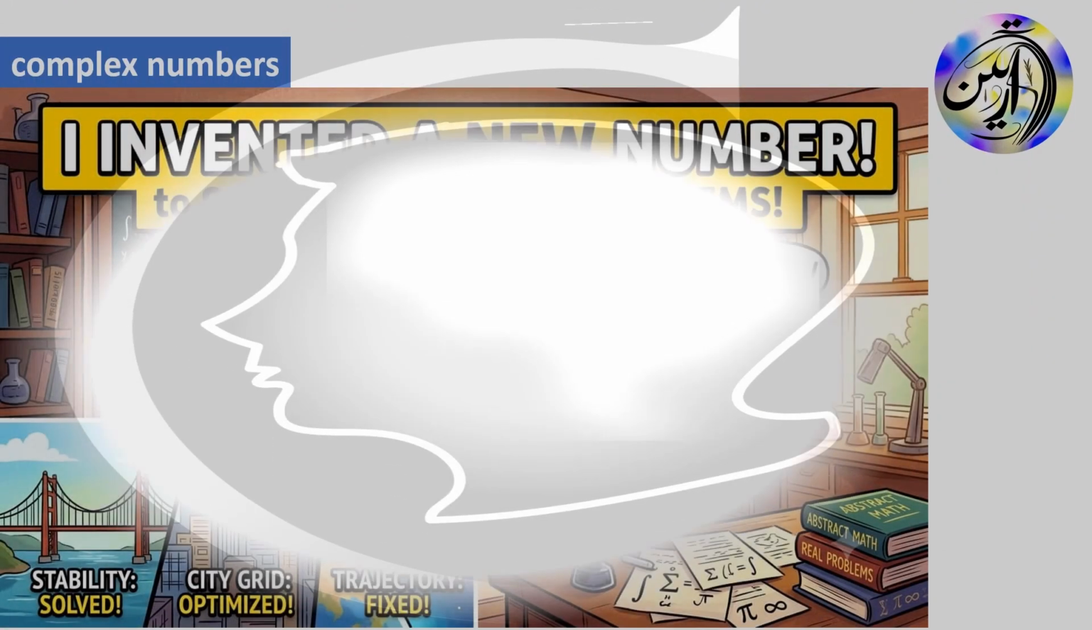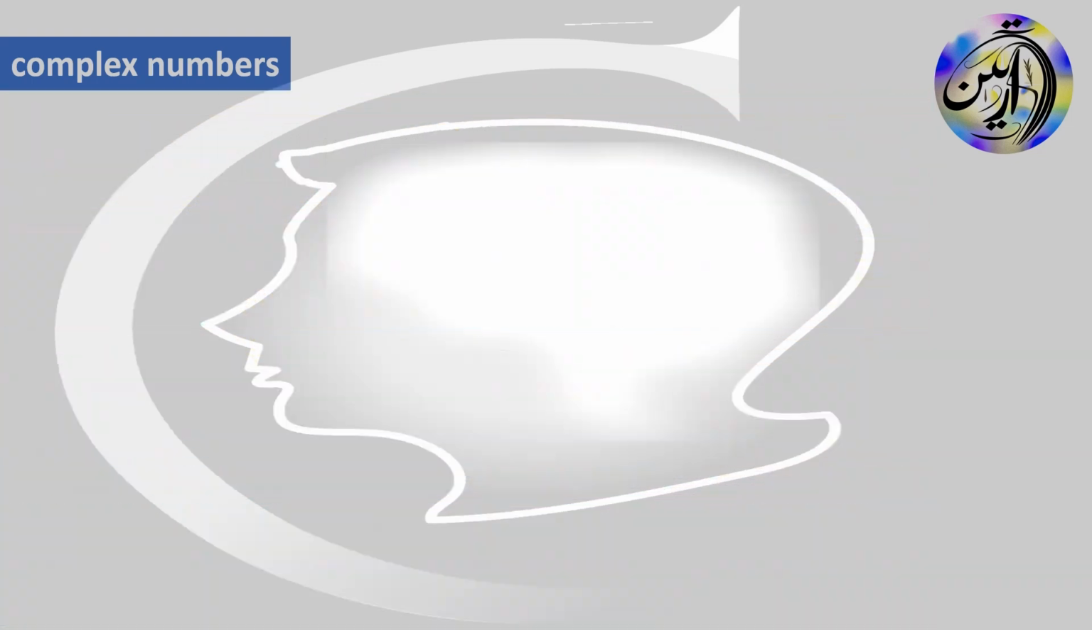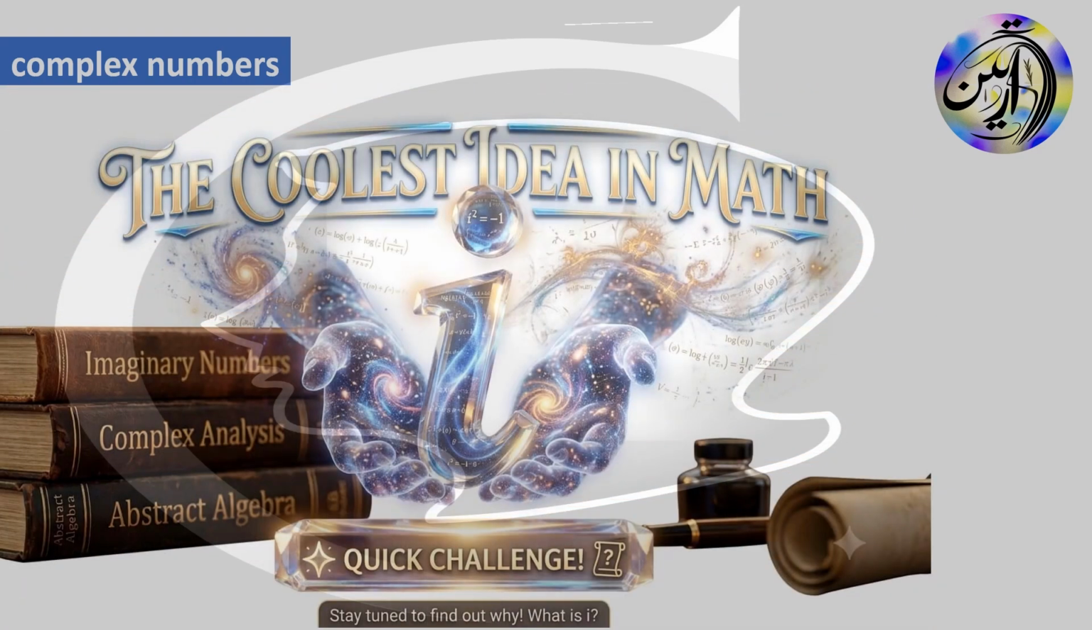Complex numbers made easy. What if I told you that mathematicians invented a number that literally doesn't exist and then used it to solve real problems? Sounds crazy, right? Well, meet the famous imaginary number i. Stick around until the end because I'll show you why this imaginary number is actually one of the coolest ideas in mathematics. And I've got a quick challenge waiting for you too.